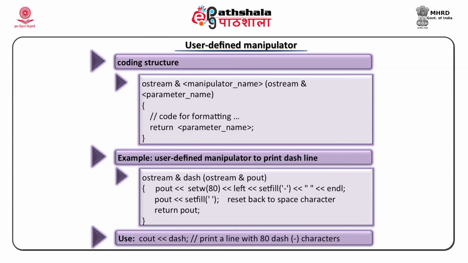So, we need to use here pout setfill space, where space is the default one. That means I am resetting my fill character back to the default value. So, this is how we can use the manipulators. We can define our own manipulators and use them.